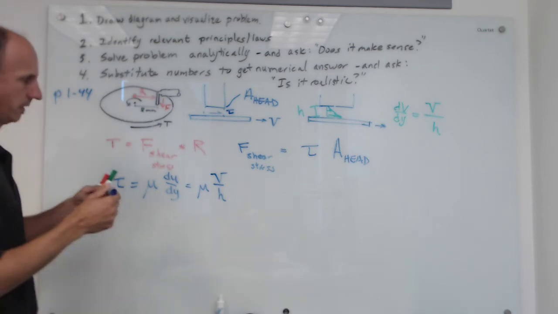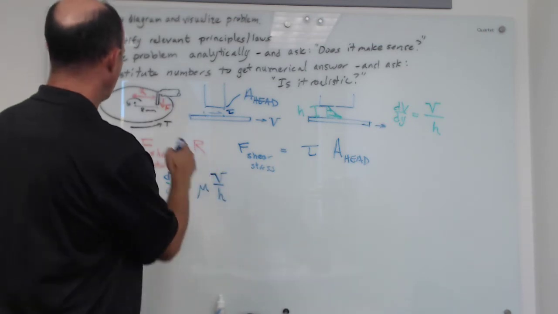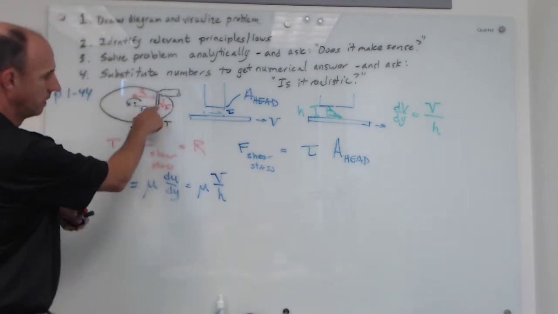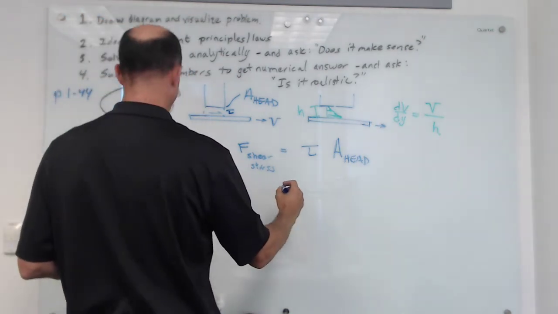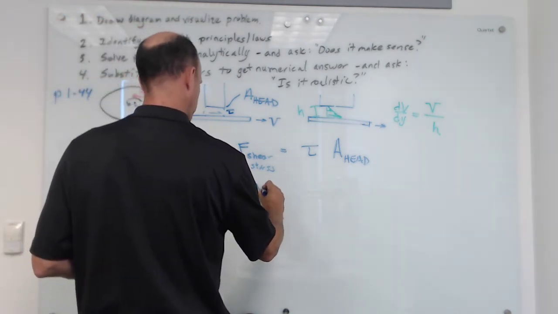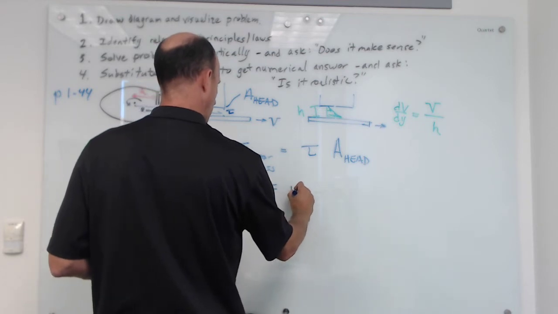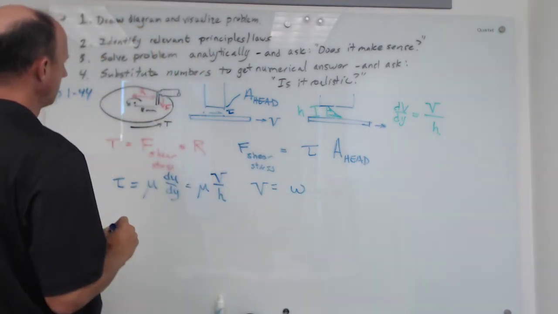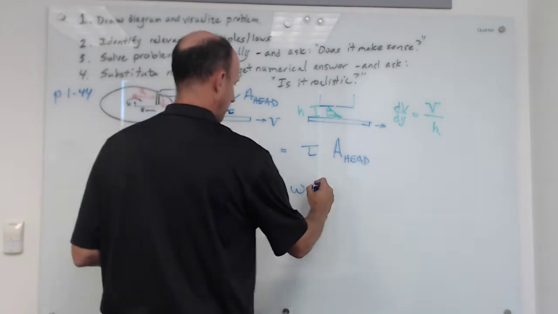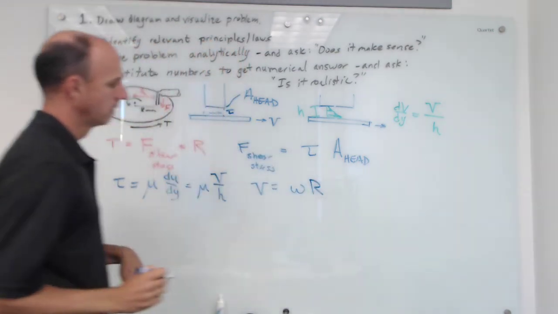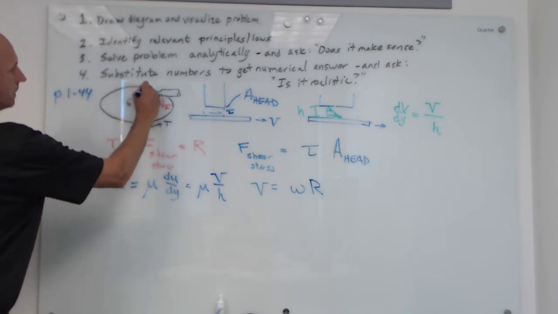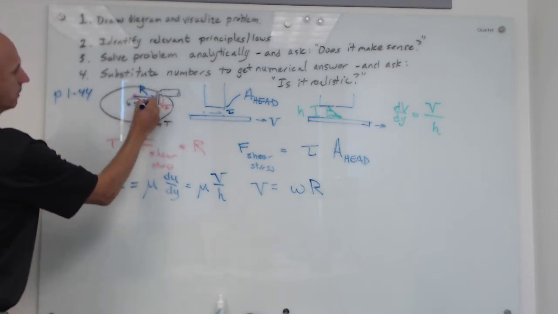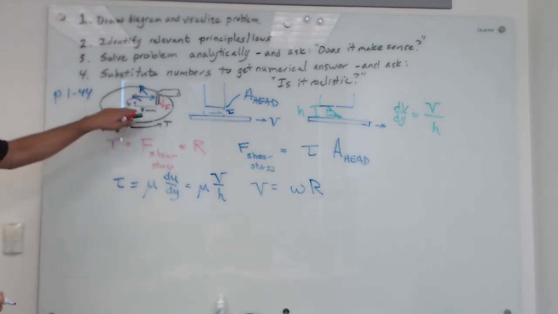I think in this problem, what's given here is the rotational rate of the disk. So the other thing we know is that the velocity at this point, as it slides underneath, is just going to be equal to the angular velocity, omega, multiplied by the radius here, r. So let me draw this r a little bit darker so you can see what that represents.